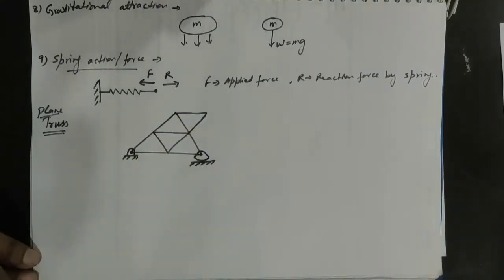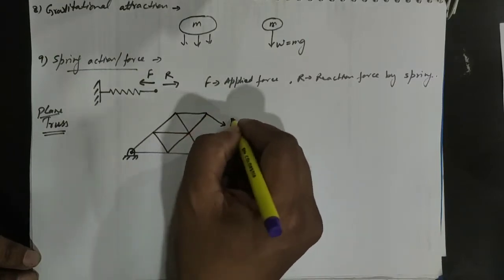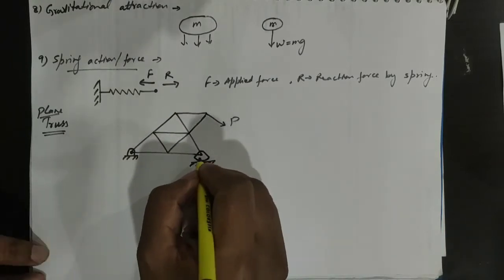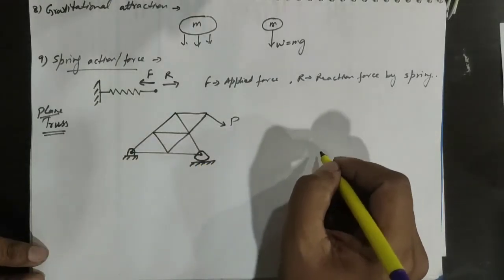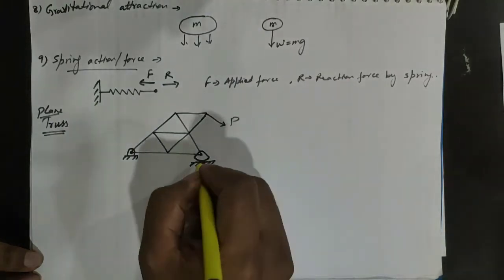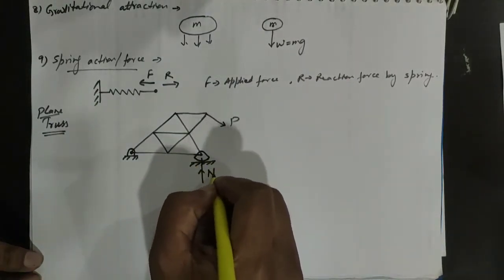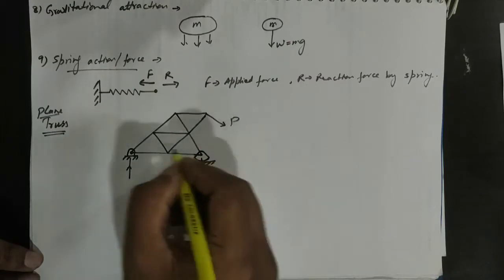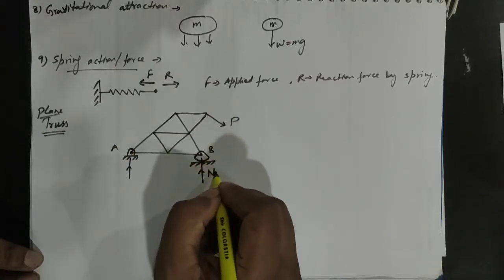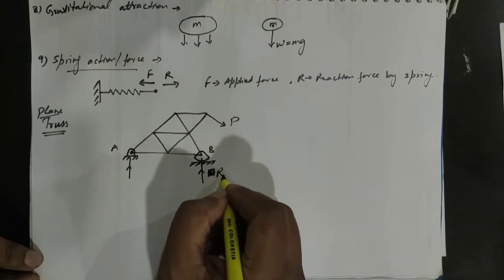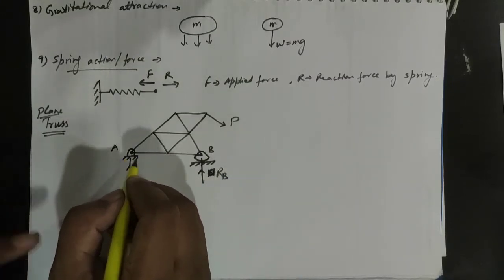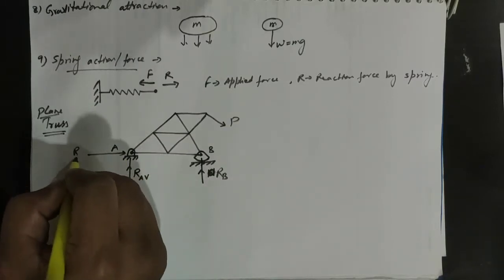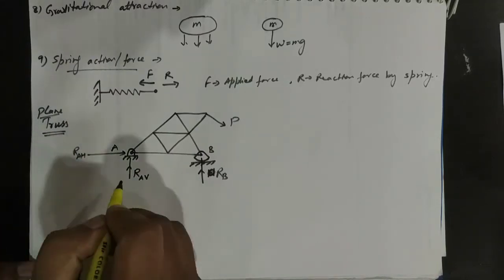If we have a truss like this with an external load P, what kind of reaction would there be? This is the roller support, so here we would have the normal reaction, and this is the hinge point. If we zoom in on point A and point B, we can write RB at B. At point A we have RA vertical and RA horizontal. Why two forces here?